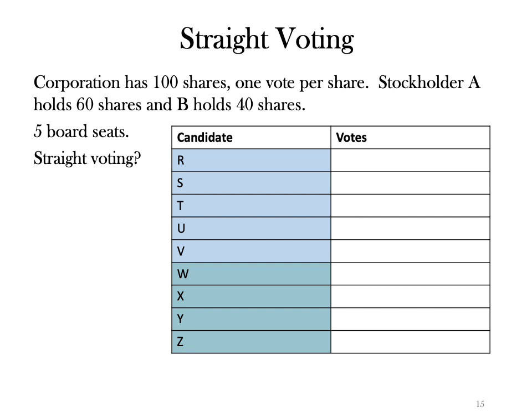So if the voting is straight, then stockholder A will cast votes in favor of all of the candidates stockholder A likes. That's R to V. So there'll be 60 votes for each of them. Stockholder B will cast affirmative votes for candidates W to Z. The top 5 vote getters are elected to the board. So you can see the board will be composed of candidates R, S, T, U, and V, all the people favored by A.